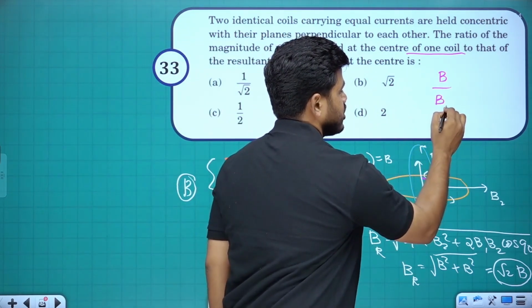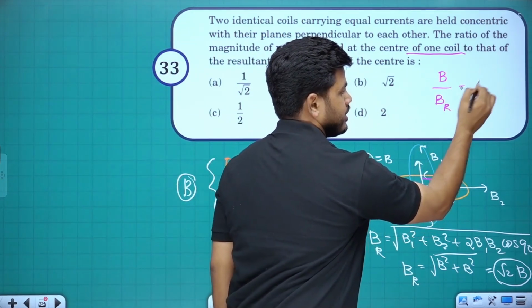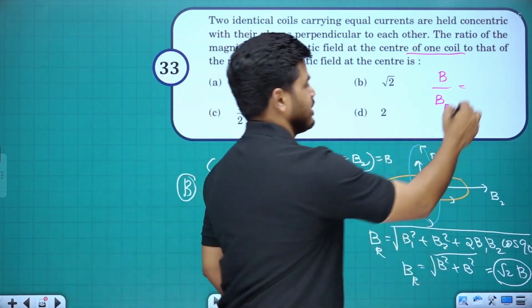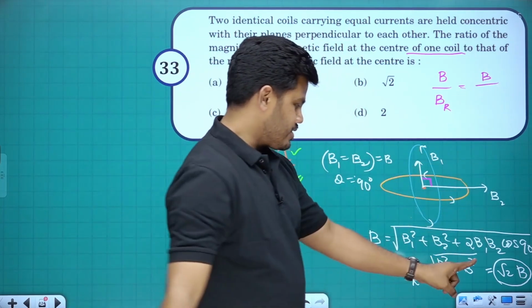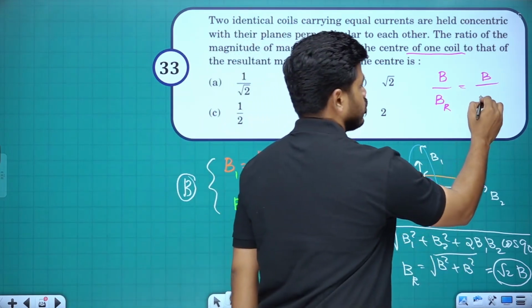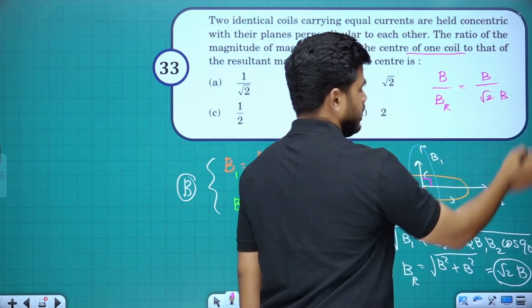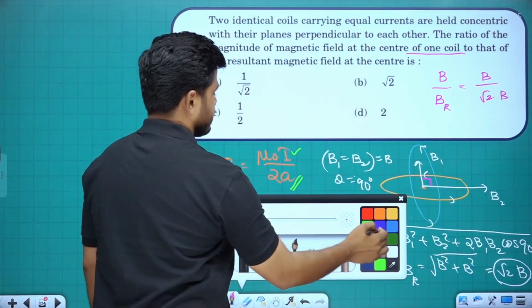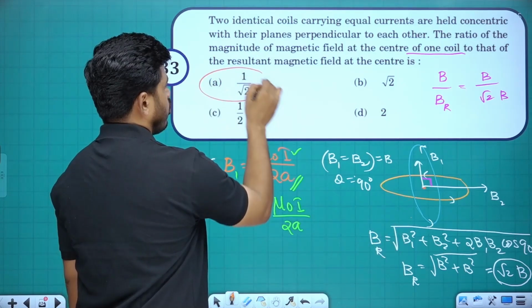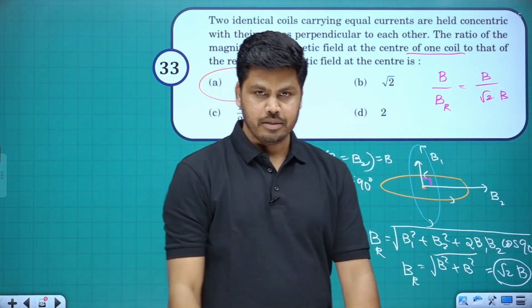Resultant magnetic field at the center is what? B_R, correct? Yes. So what is it? B divided by, what is your resultant magnetic field? Root 2 times B. So B and B get cancelled. What is the correct answer? 1 by root 2. Option A is the correct answer, right?